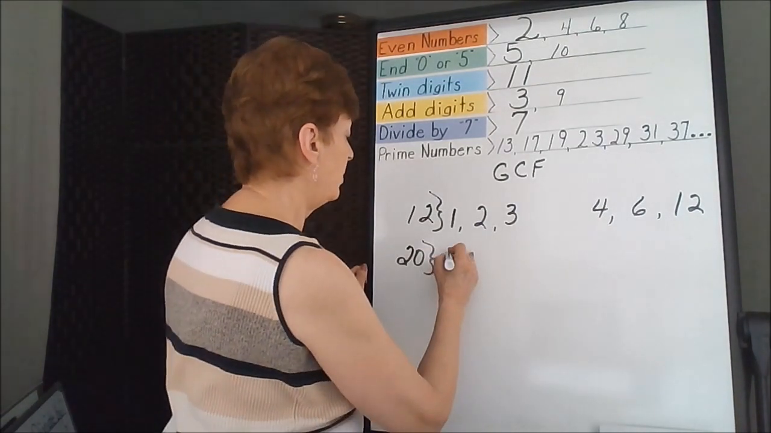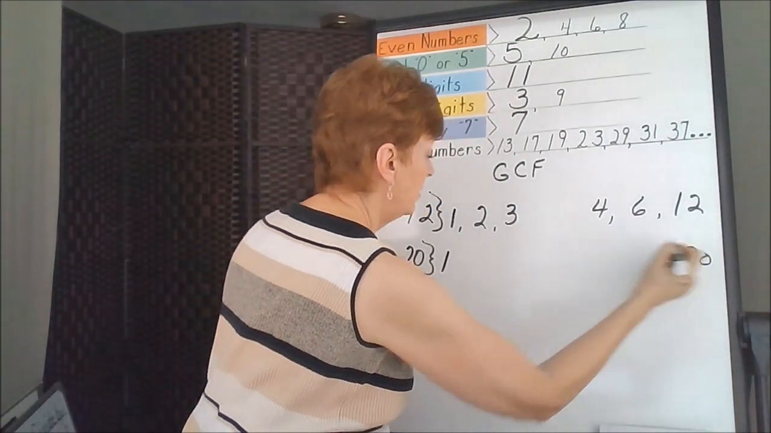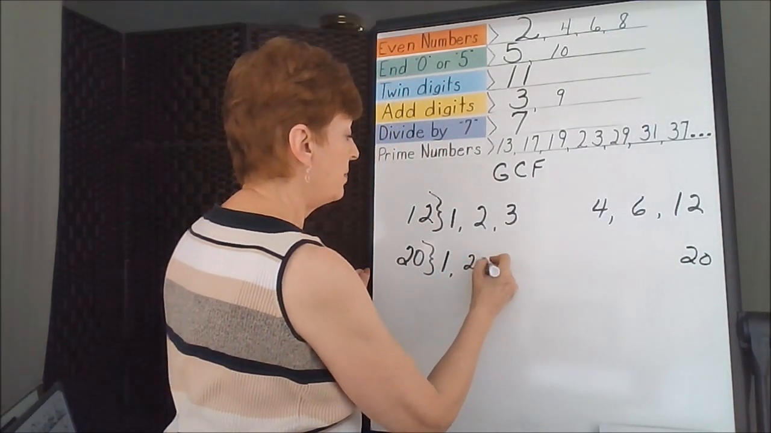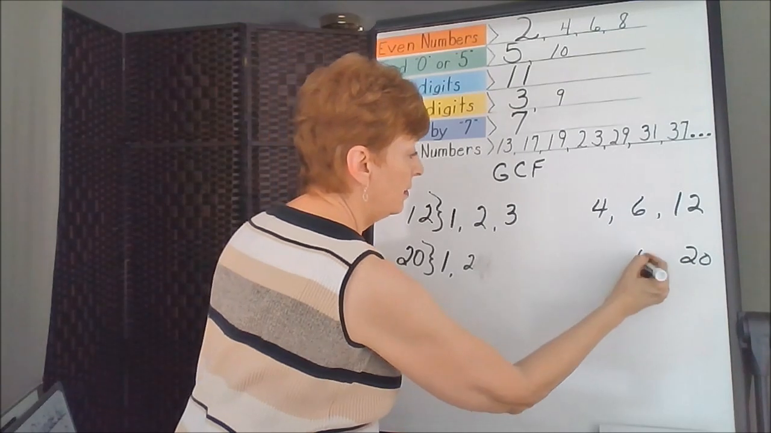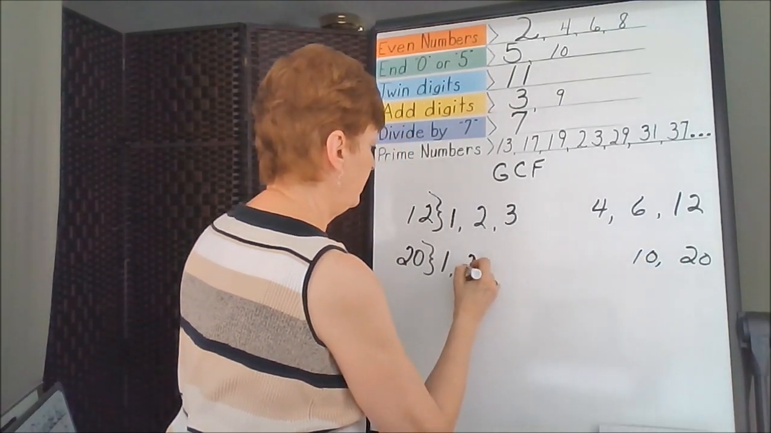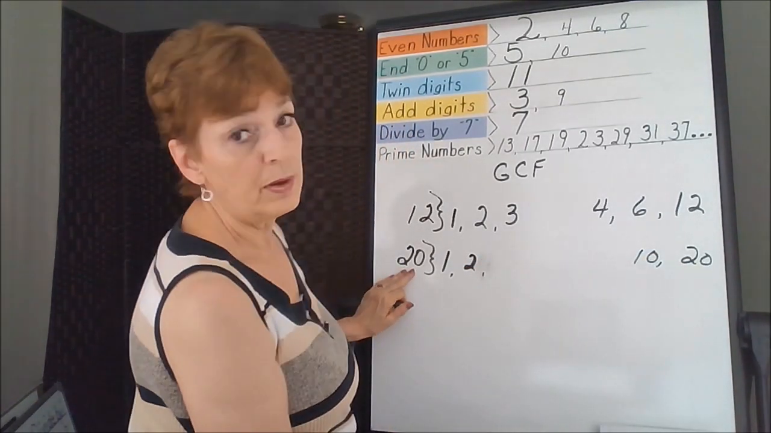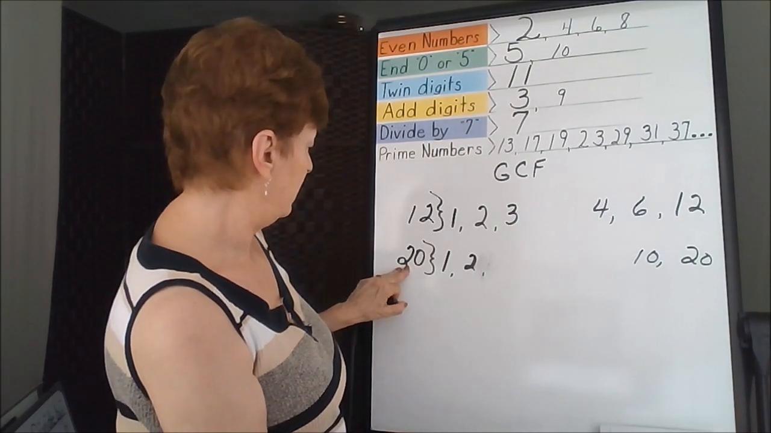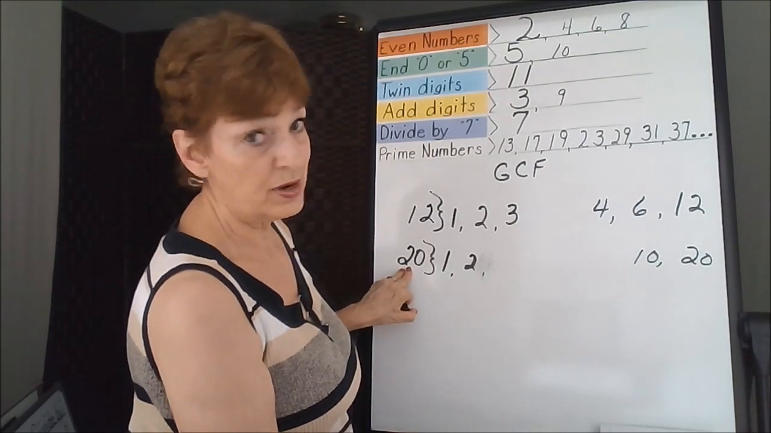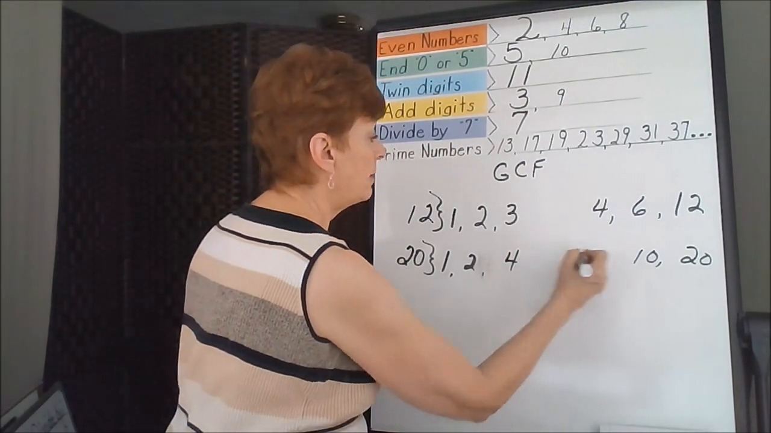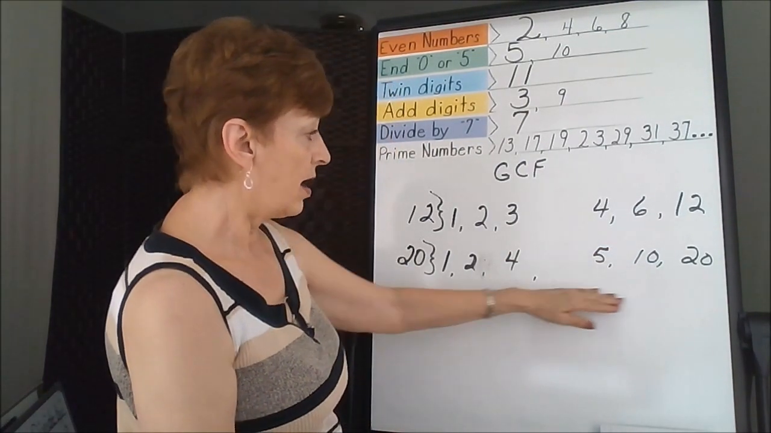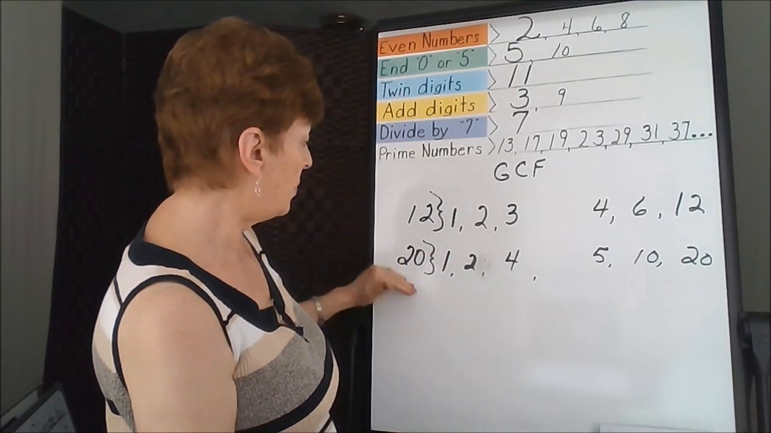20 factors. 1 times 20. 2 times 10. 3, we'll have to add the digits. Well, that's just 2, so 3 is not going to work into that one. 4 works. 4 times 5. Here are our factors for 12 and 20.